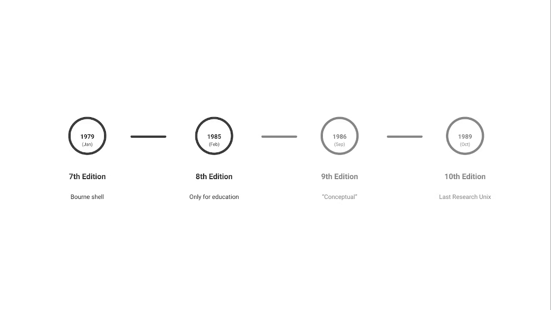9th edition was never really released. It was kind of a conceptual release in 1986. And then 1989 was the 10th edition. That was the last version of Research Unix. Now, what was in each one of these versions?